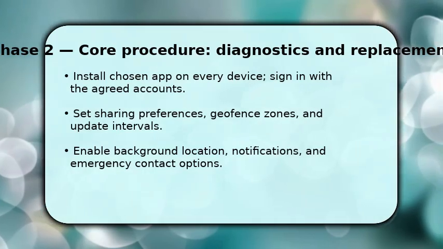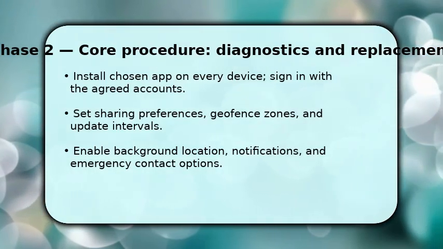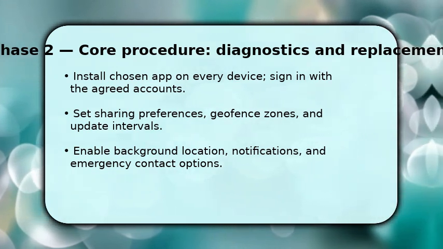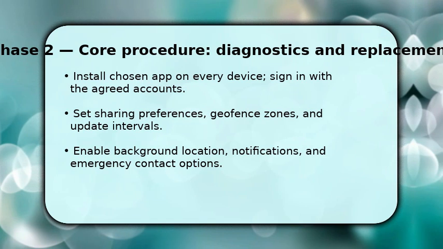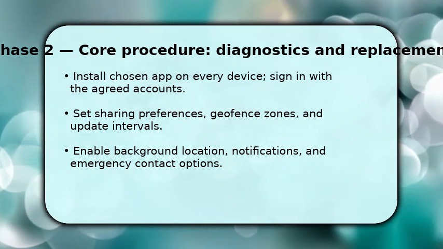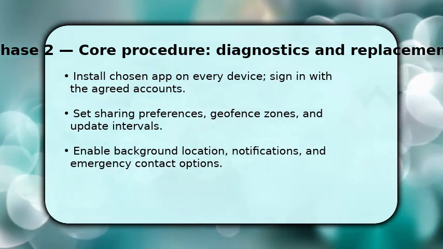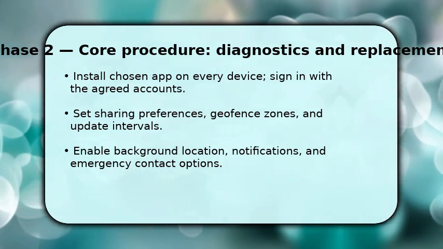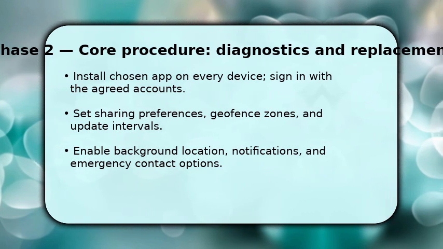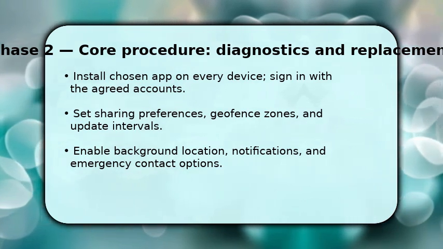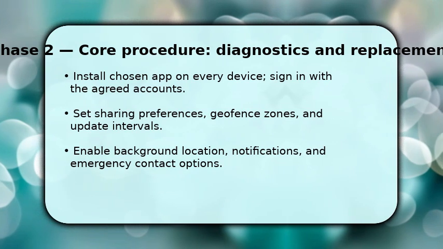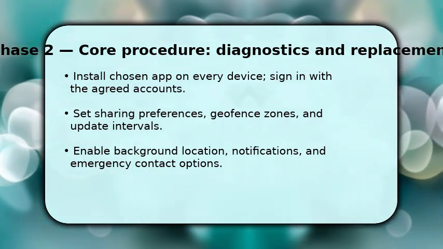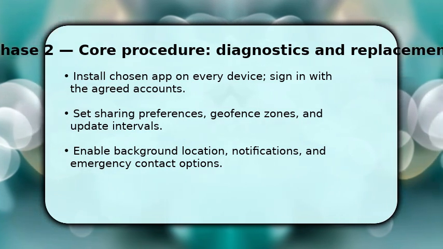Now install and configure the tracking app on each device. Sign in using the accounts you agreed on and grant background location and notification permissions. Otherwise, updates will stop when the app is closed. Configure sharing preferences so only approved people can see locations. Set geofence zones for home and school, and choose update intervals that balance accuracy with battery life. Once configured, test with one short trip to confirm live updates, then adjust polling frequency or permissions if positions lag.